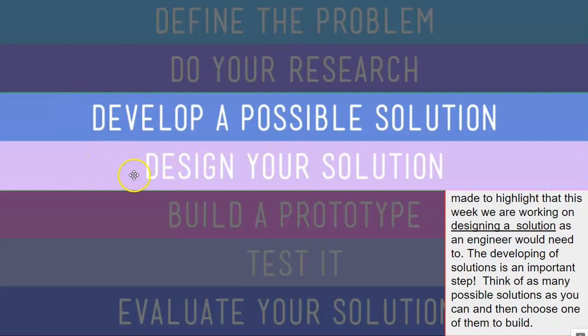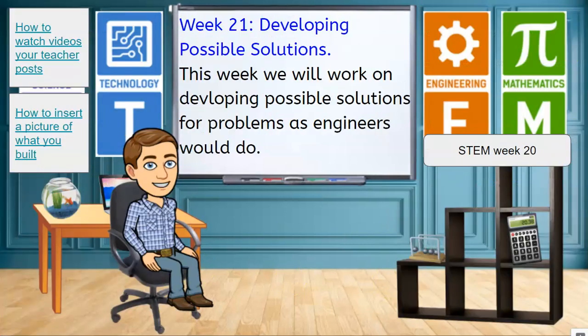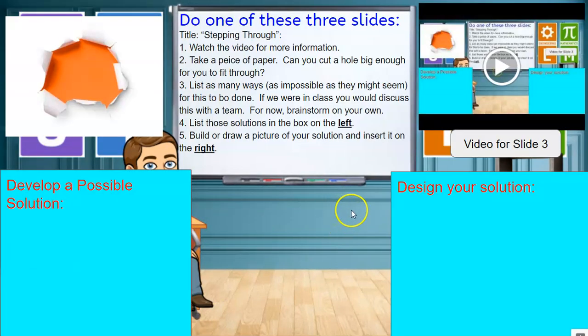All right, so that is developing a possible solution. Designing a solution obviously is done on this side, this blue box of each slide. You're going to think of your solution over here and then put a picture of your solution on this side. All right, so that's week 21. Quick look at each of the 3 slides. One of the 3 choices that we have is if you choose slide 3, your job is to think of a way to fit an entire body through a piece of paper, cutting it, taping it, gluing it, whatever. So you put all your possible solutions over here, and then a picture that you drew or made of your solution over here.